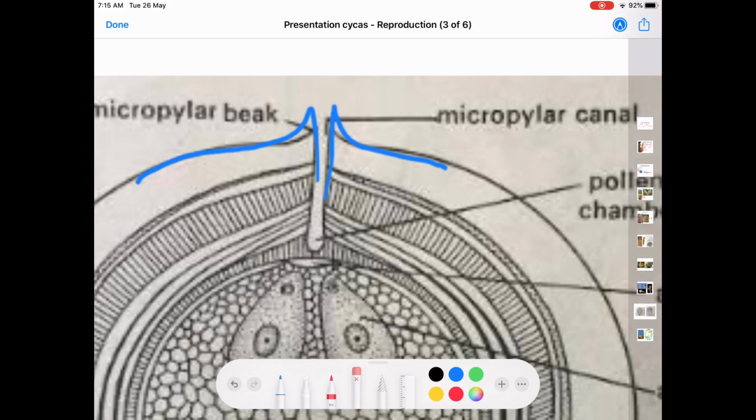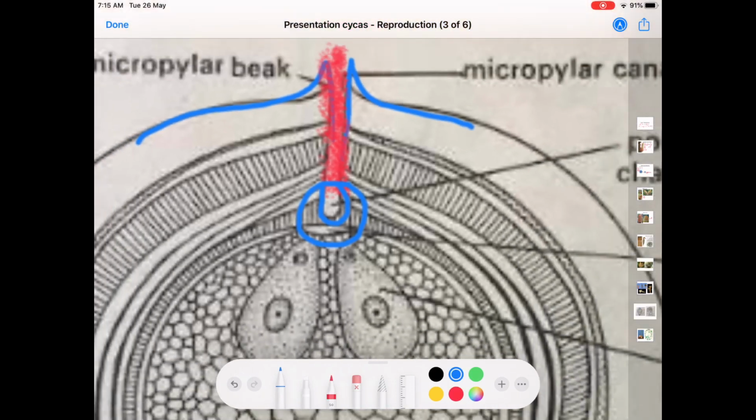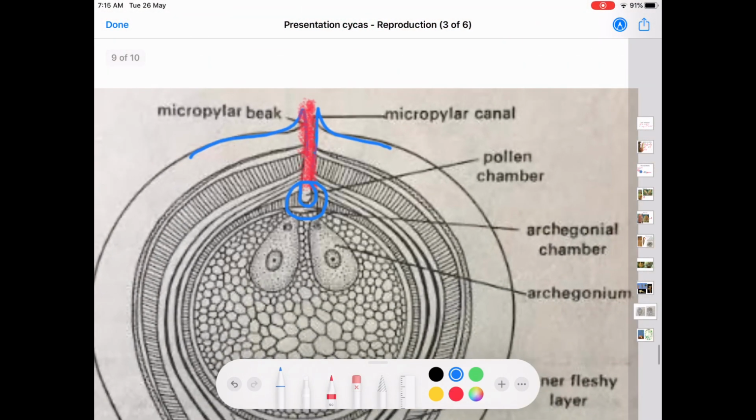This space is known as the micropylar canal. The lower side of the micropyle will be having a small chamber. This chamber is for the collection of the microspores or the pollen grains. So, this is known as the pollen chamber.